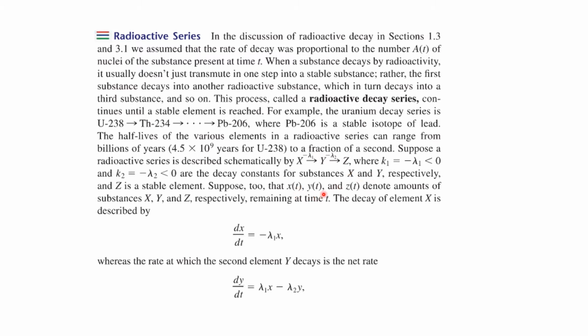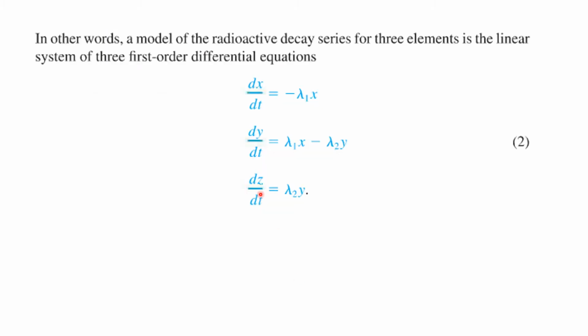And suppose that x, y, and z denote the amounts of X, Y, and Z respectively. So then here's what happens. We have dx/dt equal to minus lambda 1 x, and dy/dt is equal to, now you see some of dx/dt is coming in here, so this is going to be positive lambda 1 x, but then it's decaying itself, so that is minus lambda 2 y, and then that decays into the stable element, so that is dz/dt. But you see you have three linear differential equations and three unknown functions.